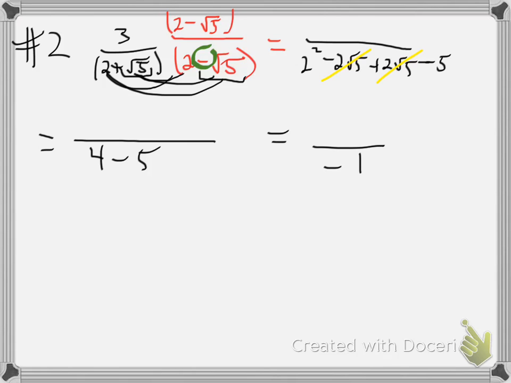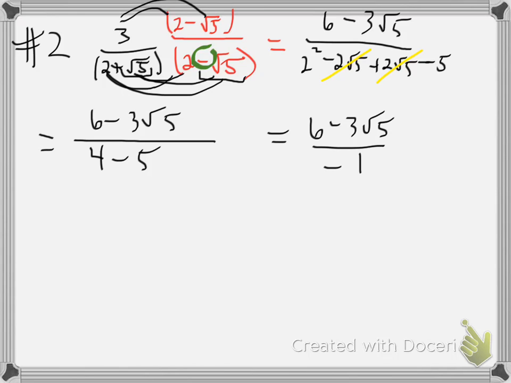So now I'm going to have 3 times 2 and 3 times negative root 5. 3 times 2 is 6. 3 times negative root 5 is negative 3 root 5. So it's 6 minus 3 root 5. And if you don't want to leave the negative on the bottom, you can distribute it to both of those. And so you get negative 6 plus 3 root 5. And there's your answer right there. I'm going to go to number 3 right now.